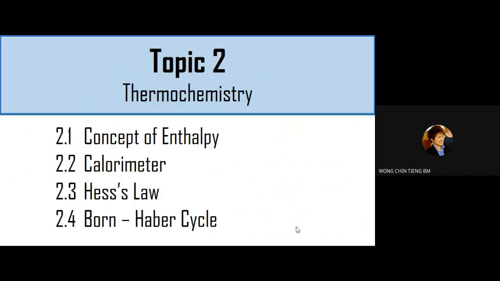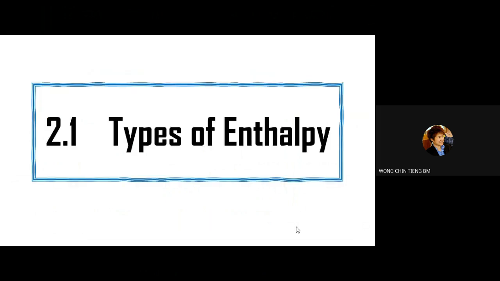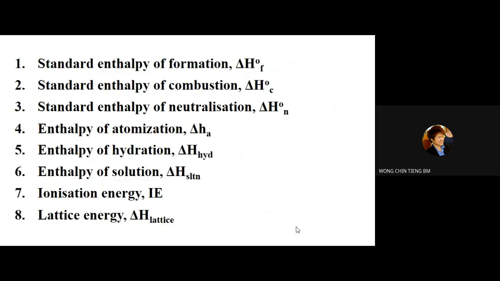Like I promised, we will be going into topic two all the way, not to Born-Haber. I think Born-Haber is only in your tutorial. So we'll go all the way until Hess's law, the basics of it. We have 8 types of enthalpy, as I promised. We'll be going through that, and also how to write the equation of that.